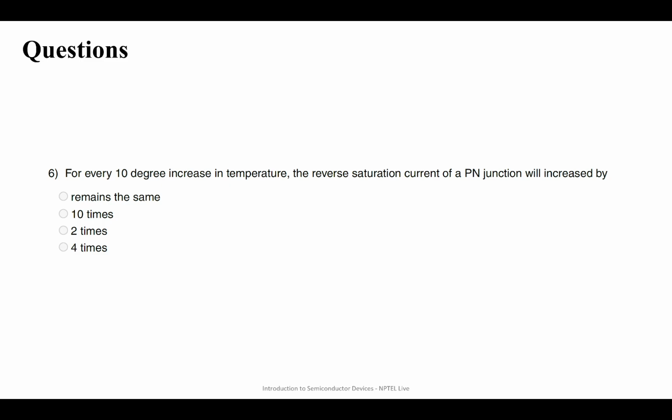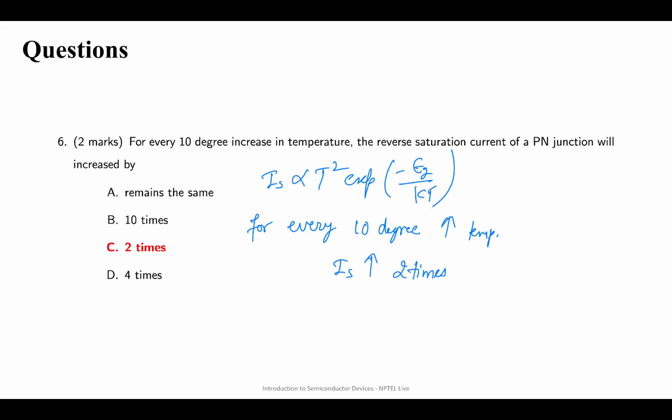So does the reverse saturation current remain the same for every 10 degrees increase, or does it become 10 times, 2 times, or 4 times? That is correct. It becomes 2 times. So it is proportional to T squared exponential of minus Eg by kT. So for every 10 degree rise in temperature, the current Js will increase by 2 times.